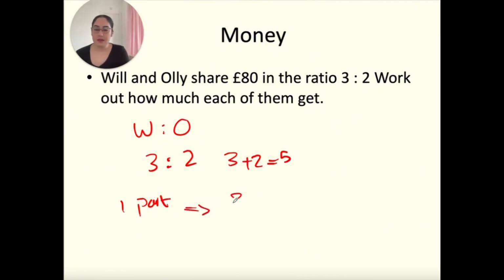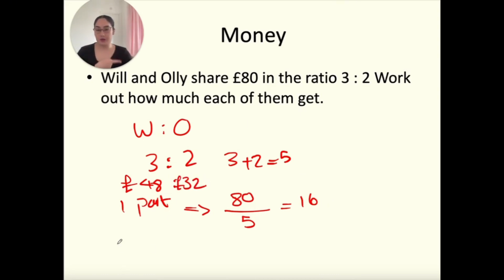So to figure that out, we're going to take the total amount of money, which is 80, and divide it by the total number of shares, which is 5. 80 divided by 5 gives us £16. Now, to find Will's share, it's 16 times 3, which is £48. And Ollie's share is 16 times 2, which is £32.